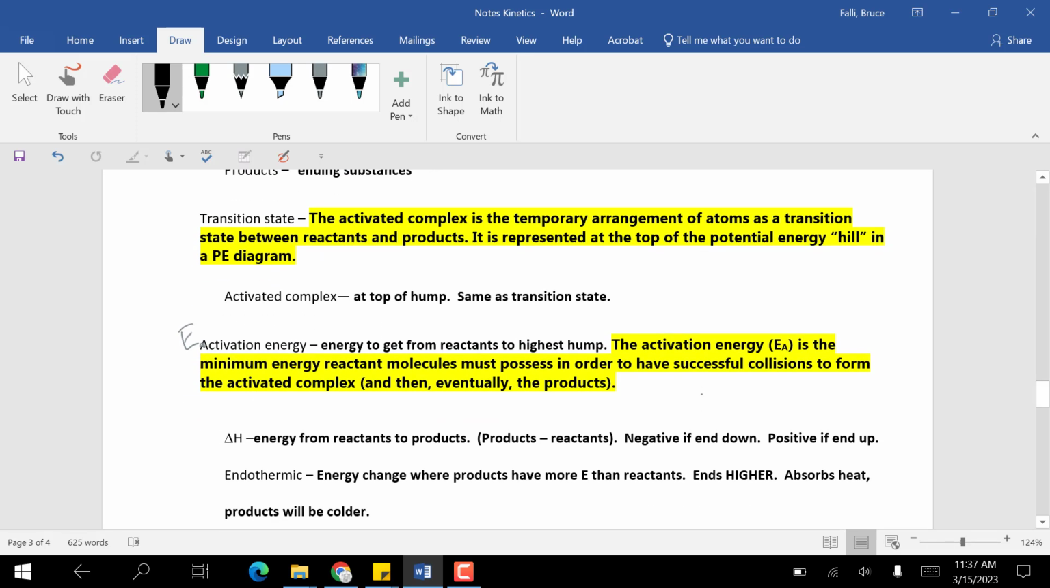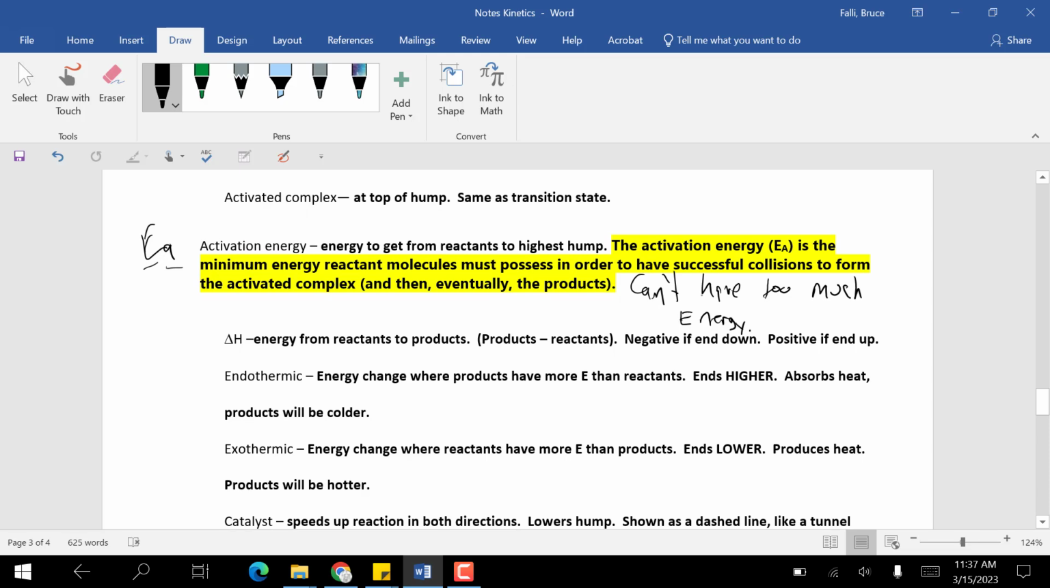Activation energy, EA. So it's the energy of activation. It's the energy to get from the reactants to the highest hump. The activation energy, EA, is the minimum energy the reactant molecules must possess in order to have a successful collision to form the activated complex, and then eventually the product. So notice it's a minimum, so you can't have too much energy. That's like being too smart or too pretty. You can't have too much energy, can't be too smart, can't be too pretty.